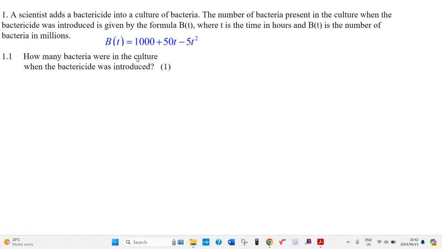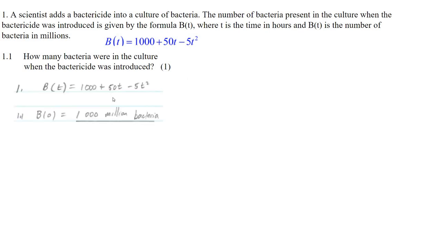So how many bacteria were in the culture when the bacteria was introduced? You have to know when it's introduced, that's in the beginning, and in the beginning time was zero. And you put a zero in there, and what do you get? You get 1,000 million. If you put a zero into the original form, you get 1,000 million bacteria times zero. That wasn't very hard. You just have to know what the words are about.